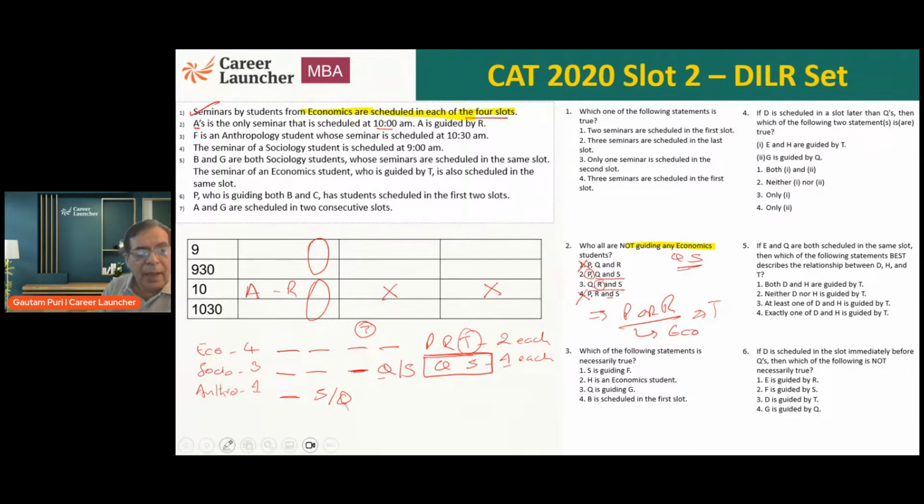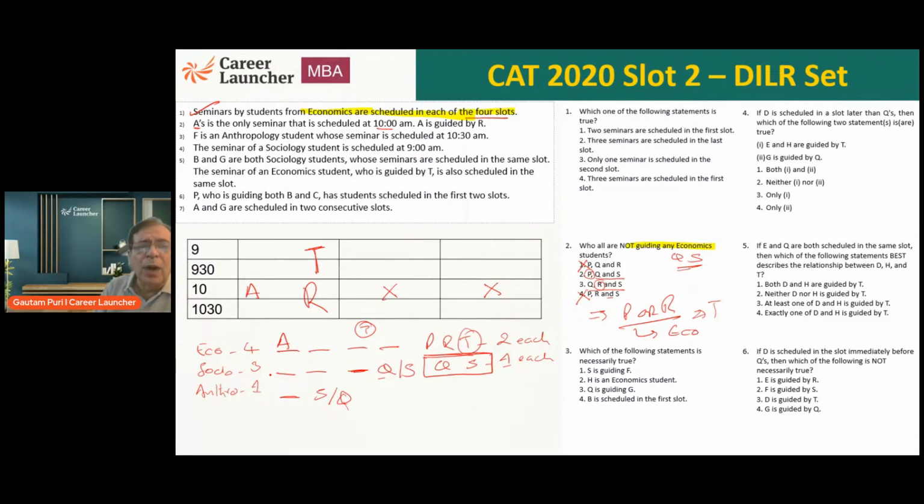What does that mean? This effectively means that A is from economics and is guided by R. The faculty guiding A is R. So I'll write down R like this. R is the faculty, so A is here, and that means the first 2 slots are by T. The faculty guiding these 2 students is T, and these 2 students is R. No doubts? Let's continue then.